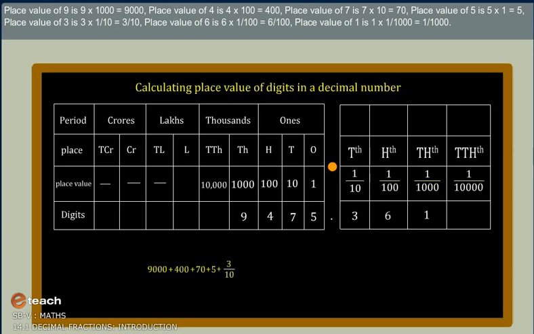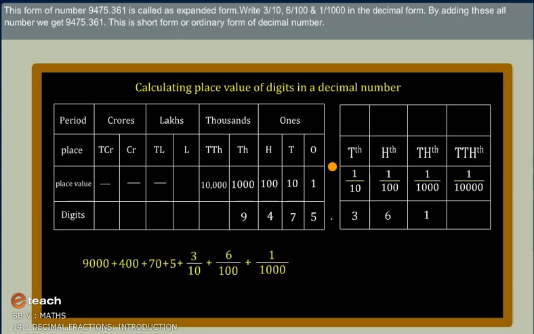Place value of 3 is 3 into 1 by 10 is equal to 3 by 10. Place value of 6 is 6 into 1 by 100 is equal to 6 by 100. Place value of 1 is 1 into 1 by 1000 that is 1 by 1000. This form of number 9475.361 is called expanded form.